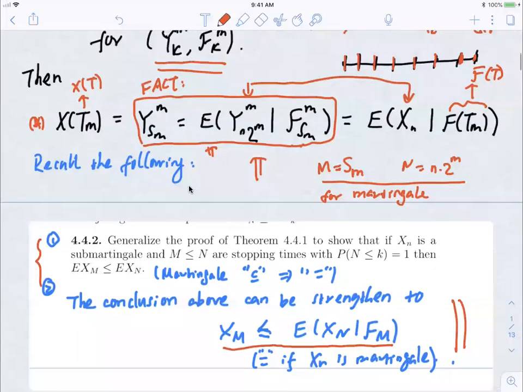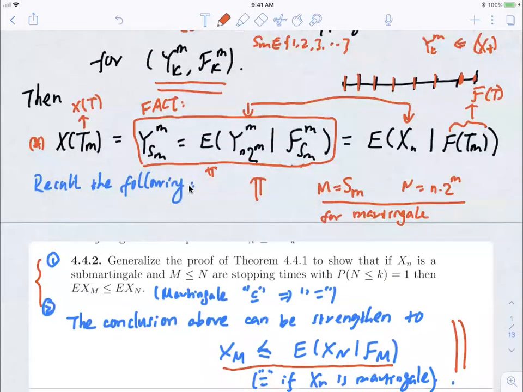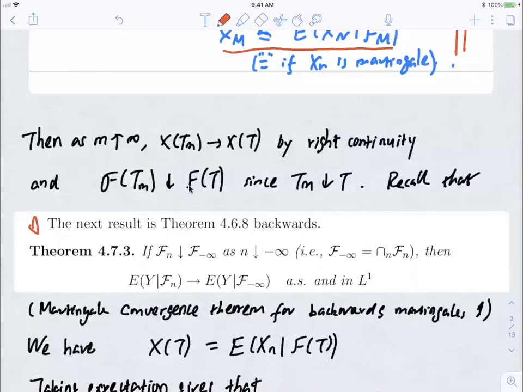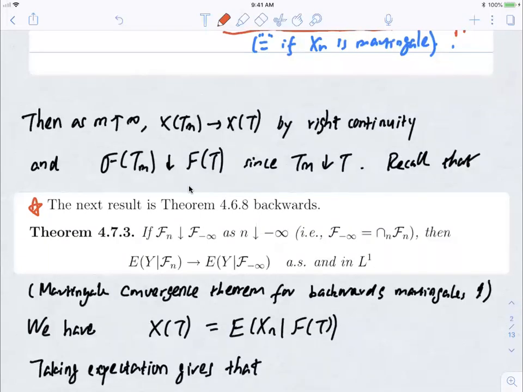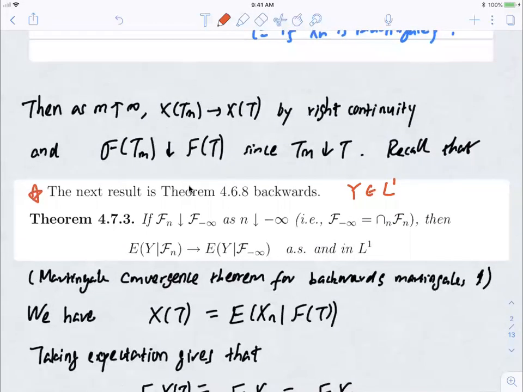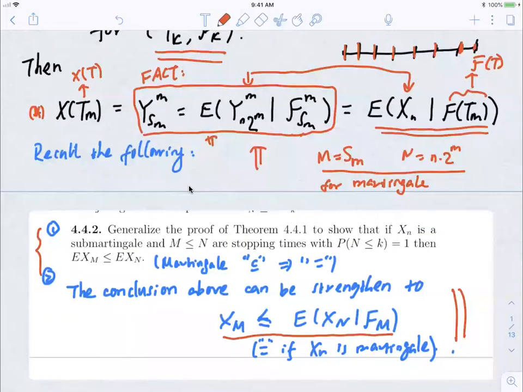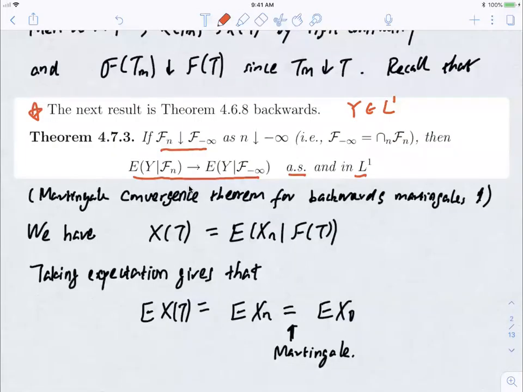Here we use another theorem, about backwards martingales. What does this theorem say? Given a random variable Y, assume it is integrable. If we have a decreasing filtration, then automatically the conditional expectations converge both almost surely and in L1. So that's why we get the convergence of the right-hand side here. We have convergence almost surely on both sides, so in the end we get this result almost surely.